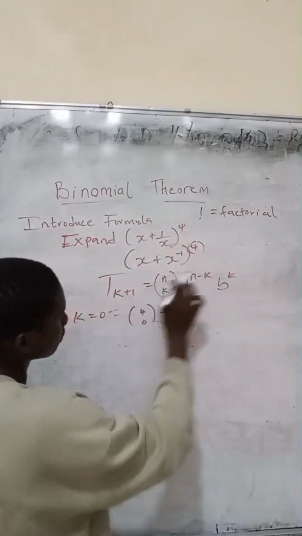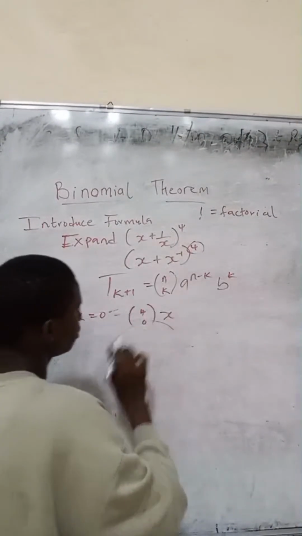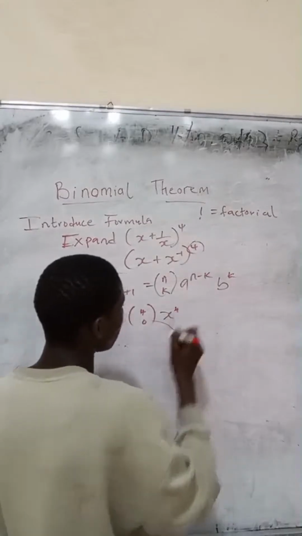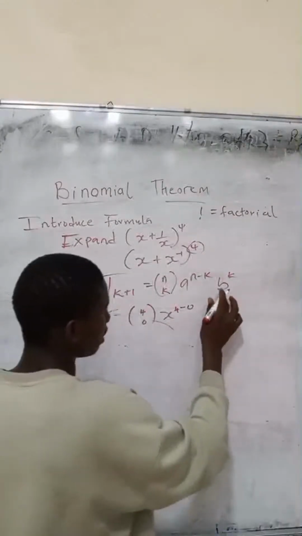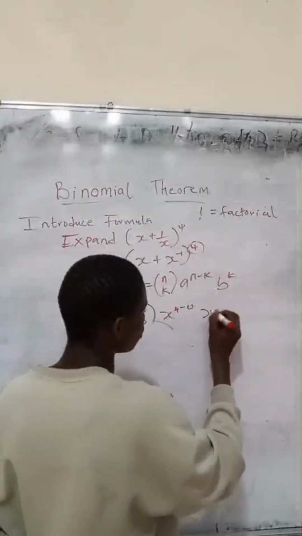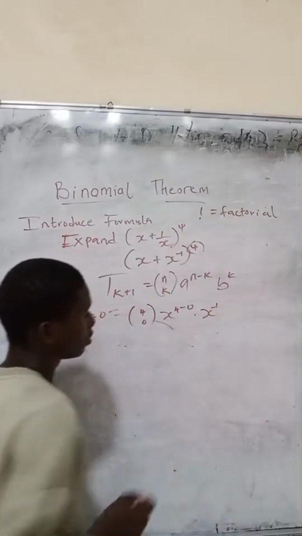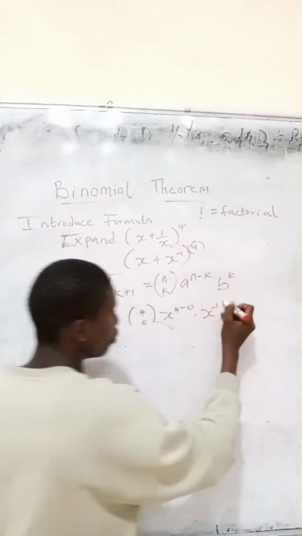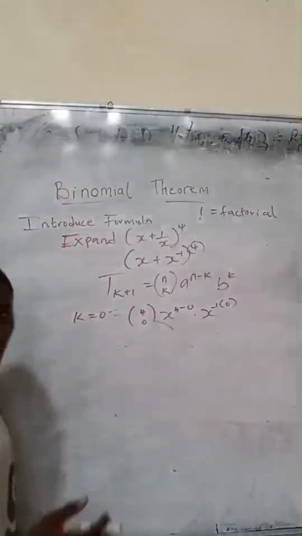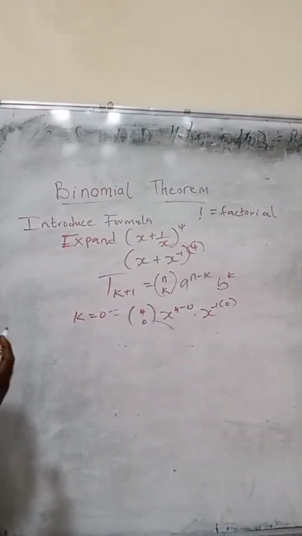The value of what? N minus K. So my N here is going to be 4 minus my 0. Then my B here, which is x raised to the power of minus 1, all to the power of my K here. And my K here is going to be 0. You understand? So now let's continue the same format.